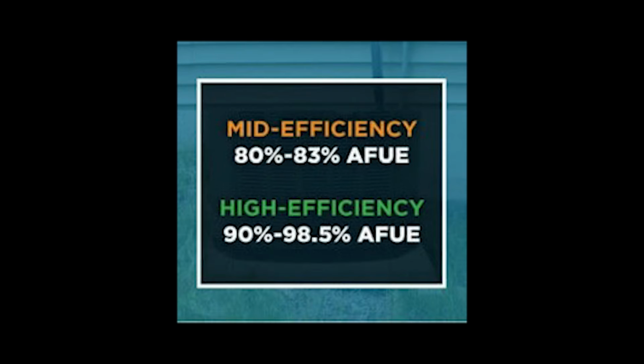In this module, we're going to be looking at two different types. First of all, we have mid-efficiency furnaces that have an AFUE of 80% to 83%, and then we have the high-efficiency condensing furnaces that have an AFUE of 90% to 98%. And these are also considered to be ENERGY STAR approved appliances.